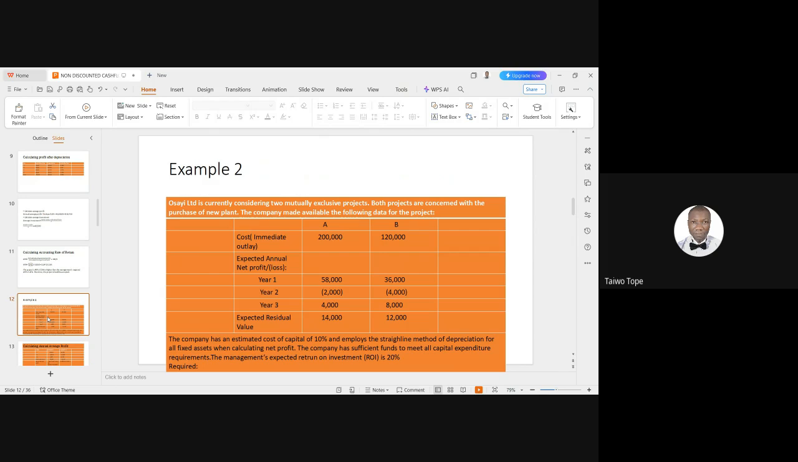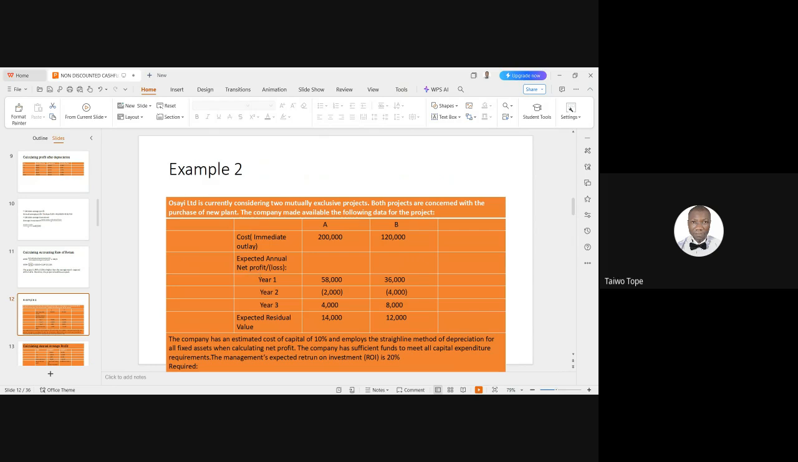So both projects are concerned with the purchase of new plants. The company made available the following data for the projects. We have the cost, that is the immediate outlay, for project A, 200,000. Project B, we have it as what? As 120,000. And the expected annual net profit.